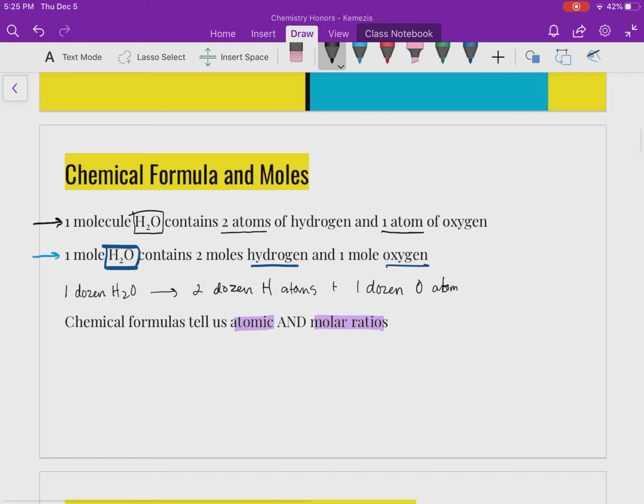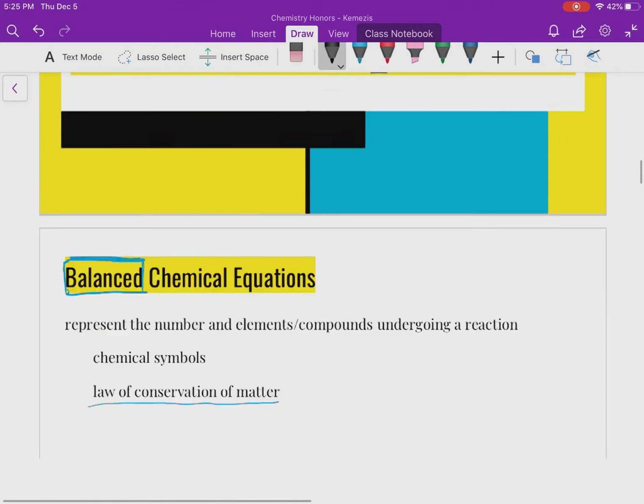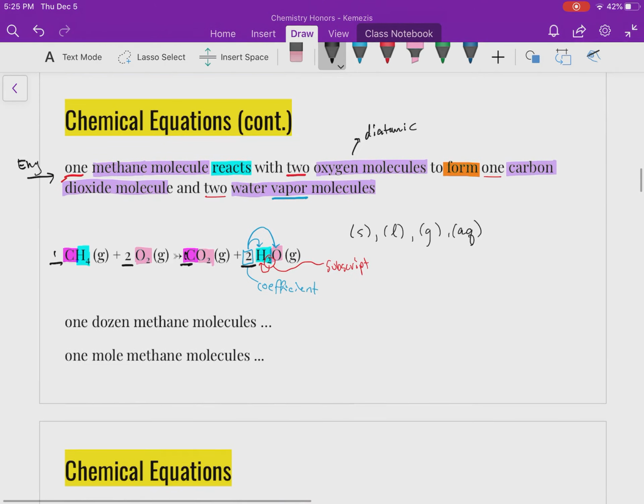So we see that our formula gives us mole ratios, right? It tells us for every one water molecule, there are 2 hydrogen atoms and 1 oxygen atom, but you can also talk about moles. In 1 mole of water, there's 2 moles of hydrogen and 1 mole of oxygen. We're going to see the same exact thing happening here in our balanced equations.